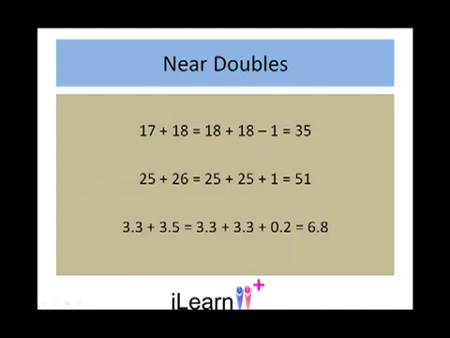This also works for decimals. 3.3 add 3.5. You could look at 3.3 add 3.3 and then add the extra 0.2. That's easier, isn't it?